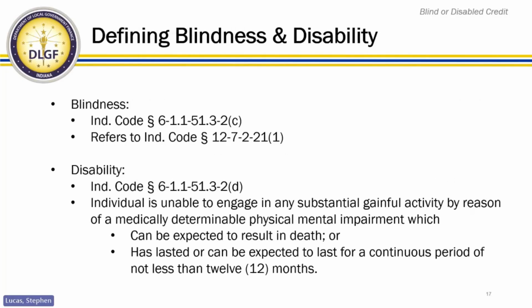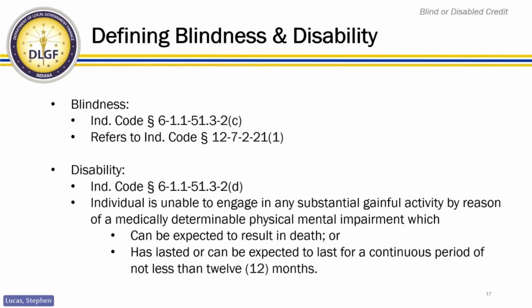Now, the definitions for blindness and disability are spelled out in the credit statute. The definition for blindness is actually made by reference to another section of code, well, another title entirely. So I've listed that citation here. The definition for disability is spelled out in the credit statute, and that is an individual who is unable to engage in any substantial gainful activity by reason of a medically determinable physical or mental impairment, which can be expected to result in death, or has lasted or can be expected to last for a continuous period of not less than 12 months.